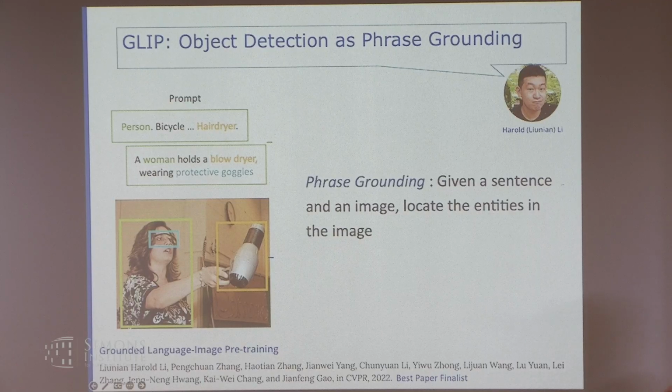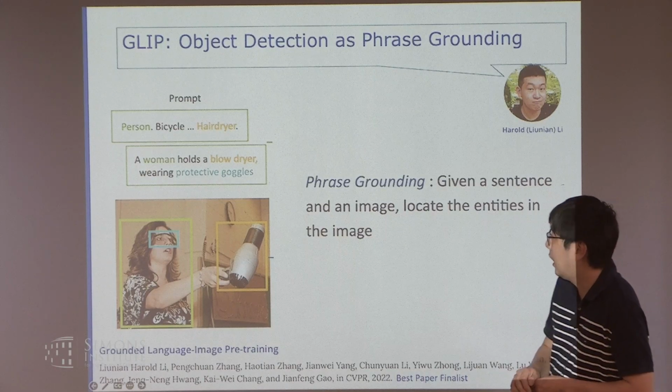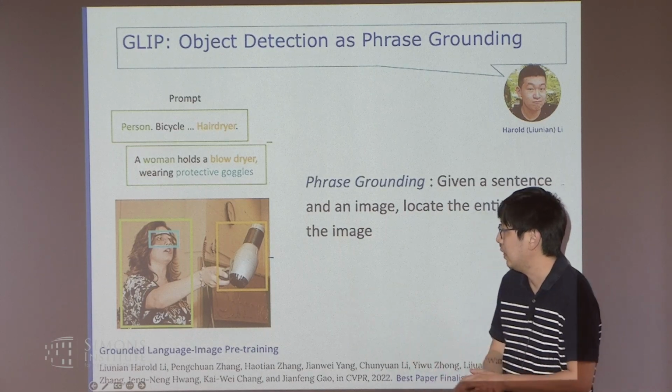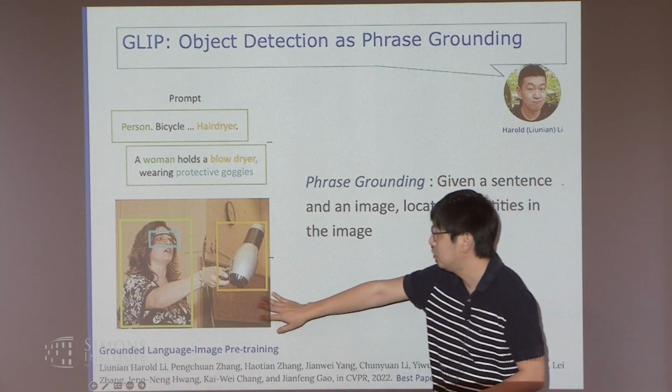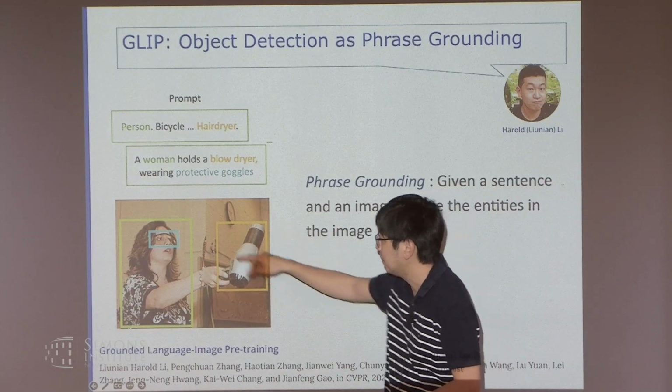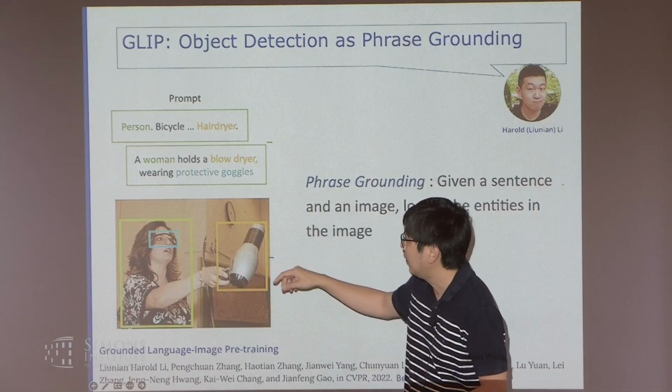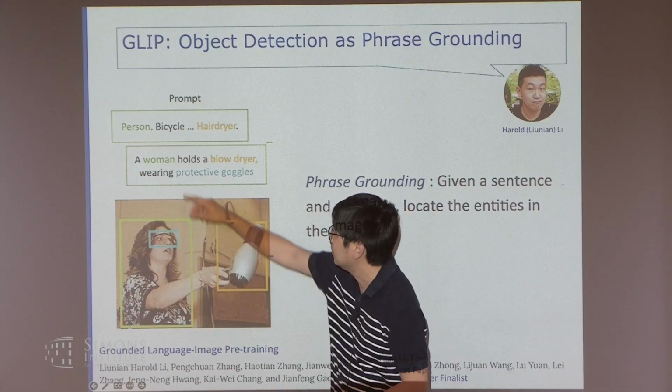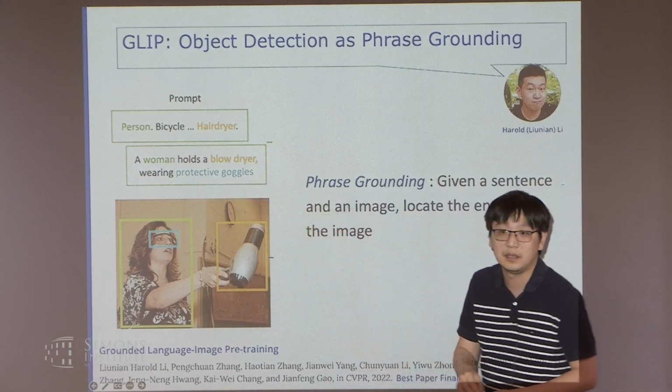So what you can do here is collect a bunch of phrase grounding data. In the phrase grounding data, I have an image, and the image is labeled with bounding boxes. Then you label that these bounding boxes are associated with certain phrases in the captions.